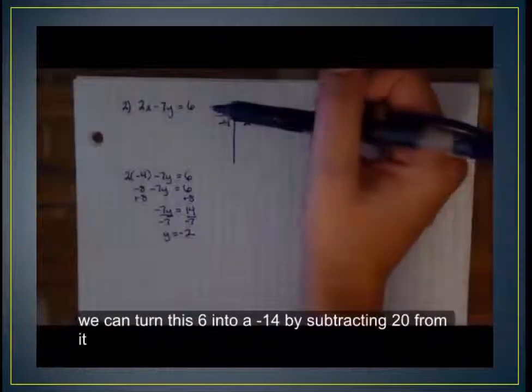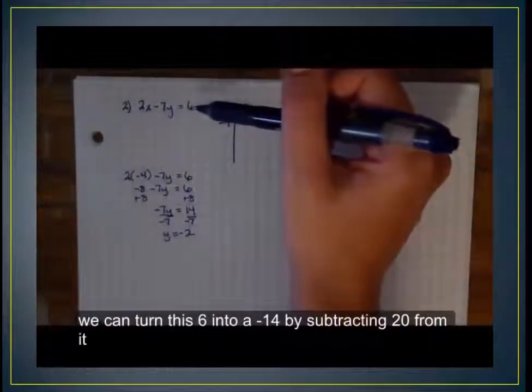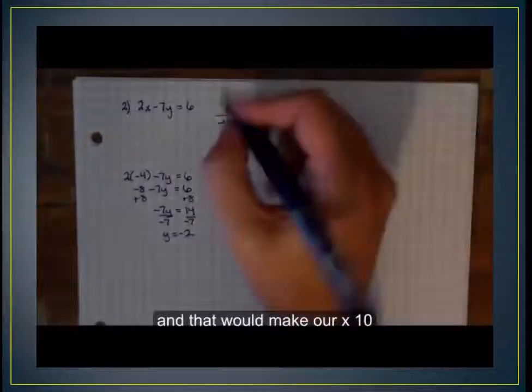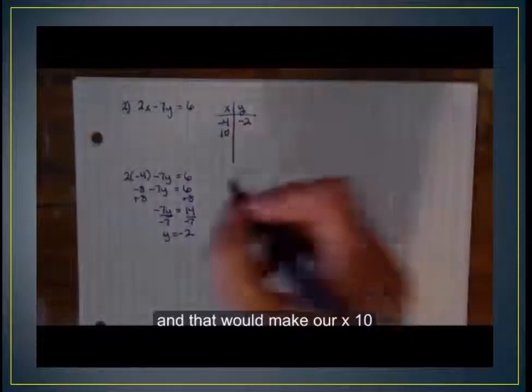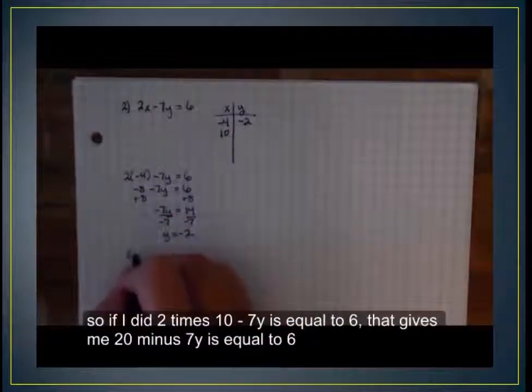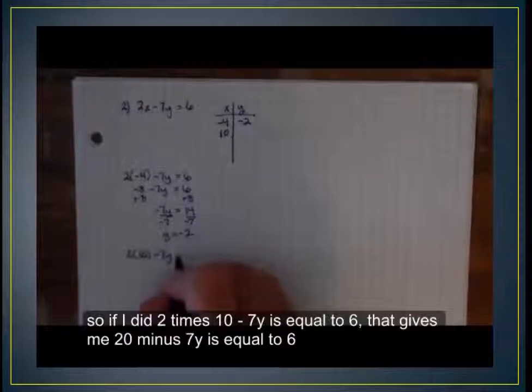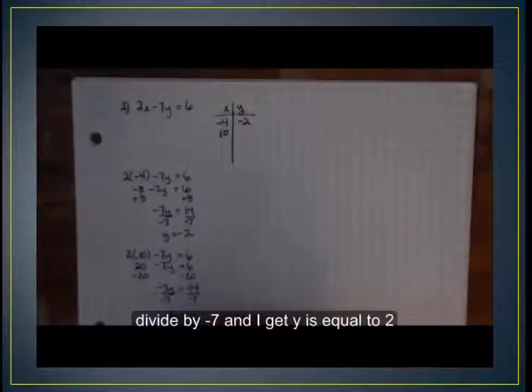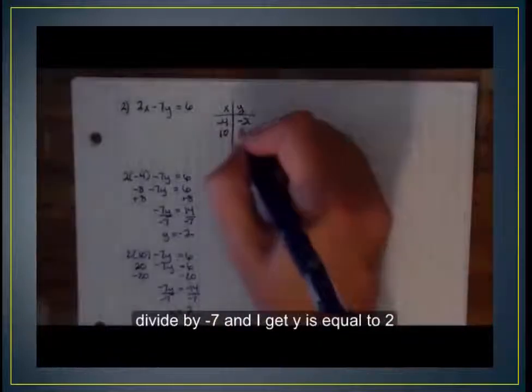We can turn this 6 into a negative 14 by subtracting 20 from it. And that would make our x 10. So if I did 2 times 10 minus 7y is equal to 6, it gives me 20 minus 7y is equal to 6. Subtract 20 from both sides, and I get negative 7y is equal to negative 14. Divide by negative 7, and I get y is equal to 2.